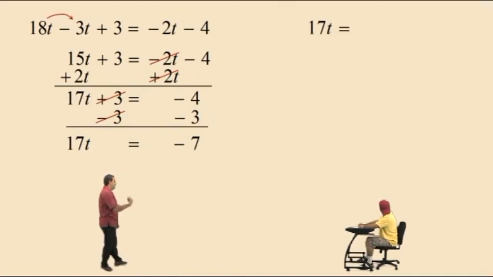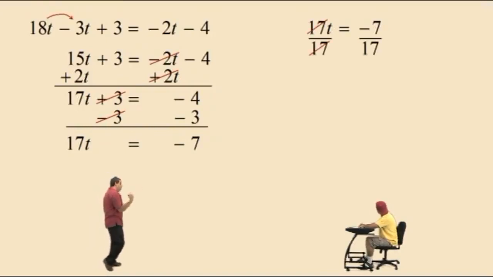17t is equal to negative 7. Now, Charlie, what do we do to get the 1t? Divide both sides by 17. Divide both sides by 17, and we get 1t is equal to a negative, because a negative divided by a positive is negative, negative 7 over 17.